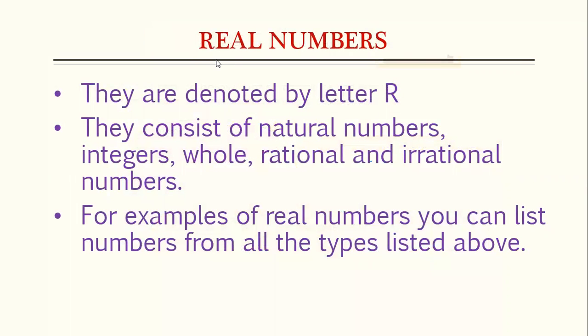If you have to talk about the real numbers, they are denoted by a letter R. So we normally use this letter R here to denote real numbers. And they consist of natural numbers, integers, whole numbers, the rational numbers, and irrational numbers. All these are real numbers in making.